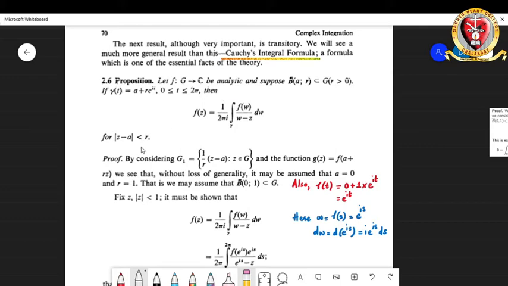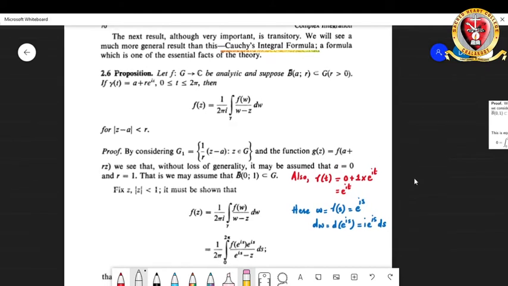Then for every z such that modulus of z minus a is strictly less than r, that means every point inside the open ball centered at a with radius r, we can say that f of z is equal to 1 by 2 pi i integral over gamma of f of w divided by w minus z dw.